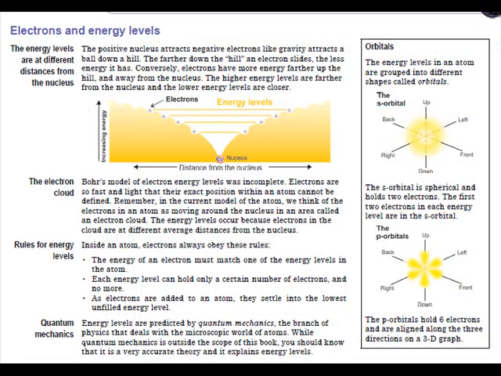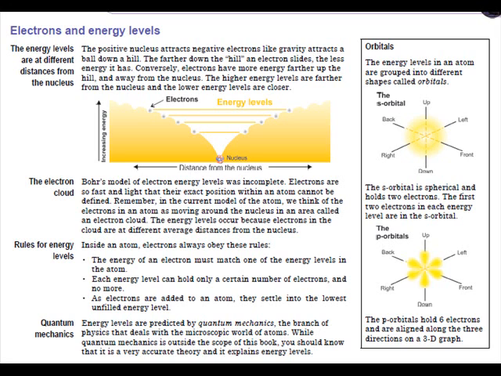The positive nucleus attracts negative electrons like gravity attracts a ball down a hill. The farther down the hill an electron slides, the less energy it has. Conversely, electrons have more energy farther up the hill and away from the nucleus. The higher energy levels are farther from the nucleus and lower energy levels are closer. Bohr's model of electron energy levels was incomplete. Electrons are so fast and light that their exact position within an atom cannot be defined.